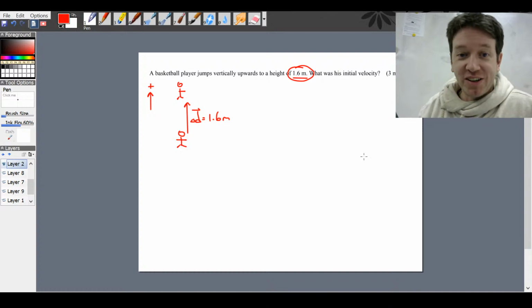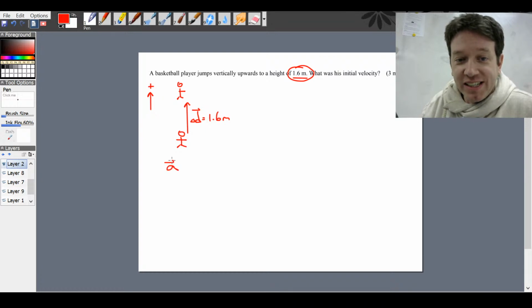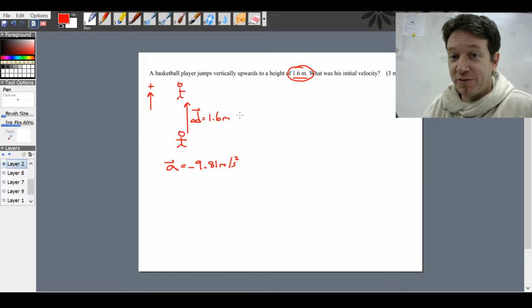Now, because we're doing this on Earth, there is another piece of information we know. We know that the acceleration is 9.81 meters per second squared. And because it's down and I've labeled up to be positive, that will be negative. So now we have 2 pieces of information.